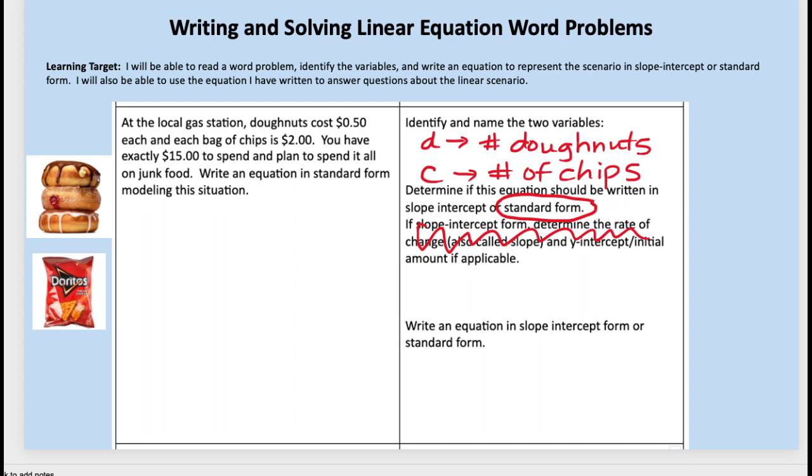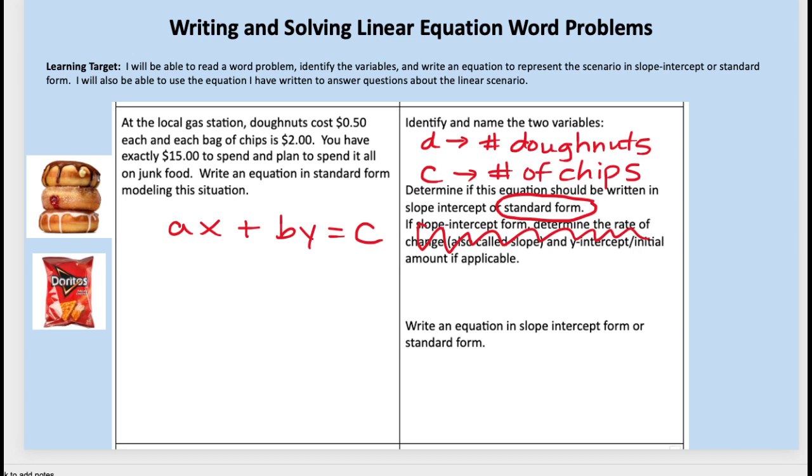Okay, when we're writing an equation in standard form, we know that it's going to look something like this. I'm actually using D and C instead of X and Y, but we can still use those variables and write something in standard form.